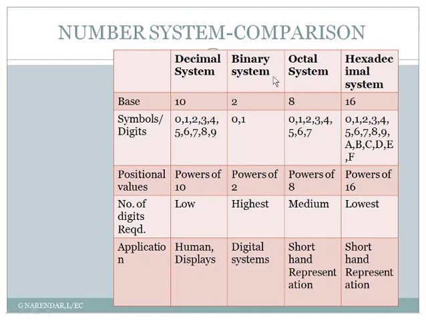Similarly, out of the four number systems, the binary system has the lowest base. That means it has only two digits or symbols to write any number or to represent any quantity. So it takes the highest number of digits to represent any quantity.